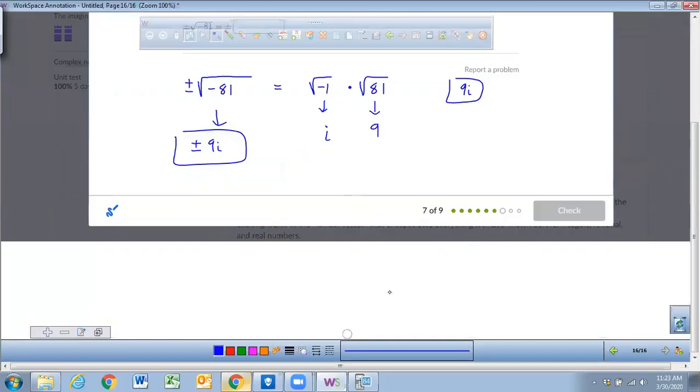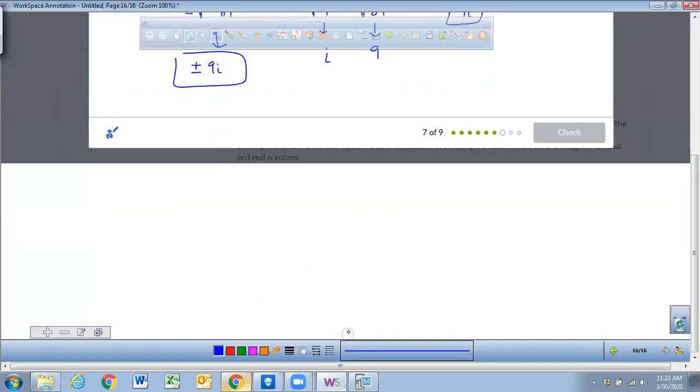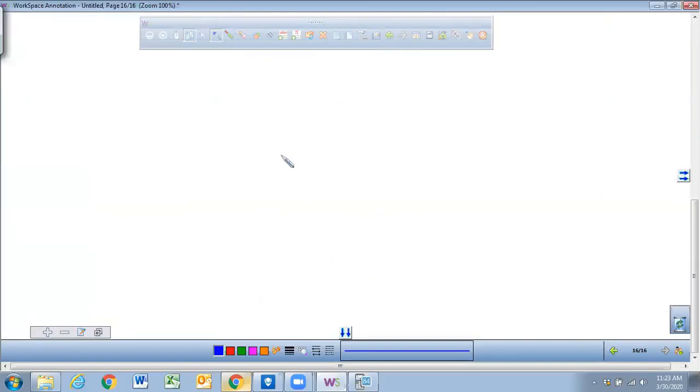All right, now let's do a little more complicated one. What if it said the square root of, say, negative 20? What's the first step? What do you think that would become? We can't just put that number in the square root because that's not a perfect square. But would you still agree that it's the square root of negative 1 times the square root of 20? You could break it down.